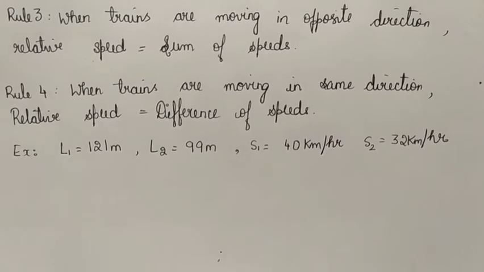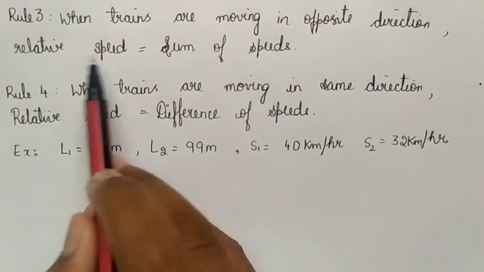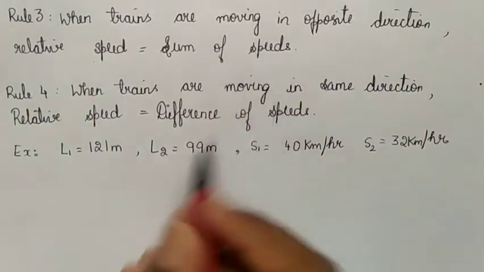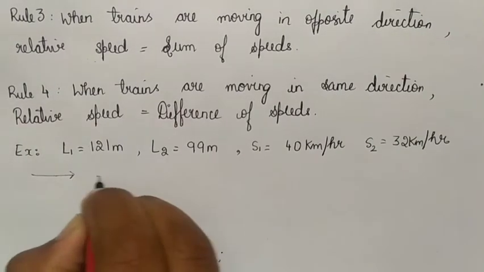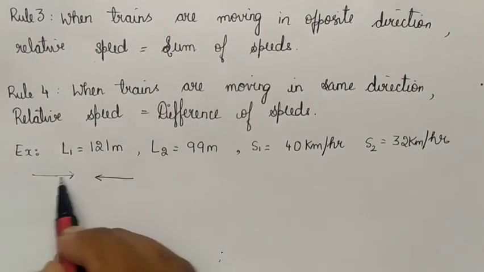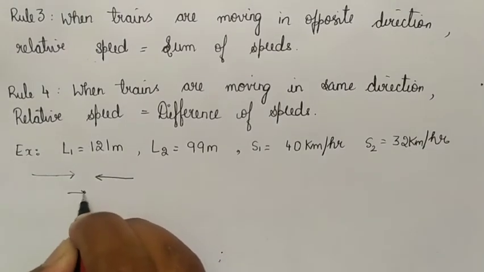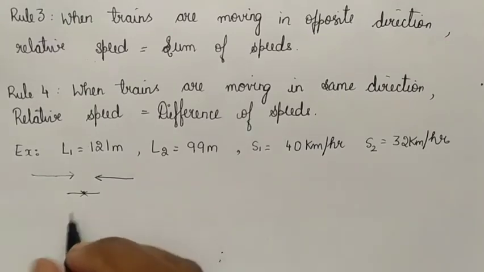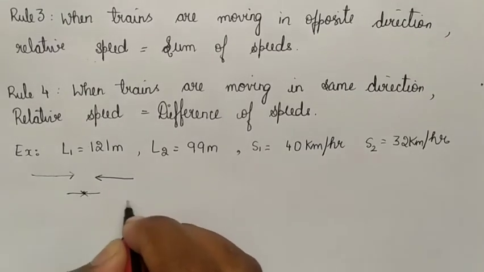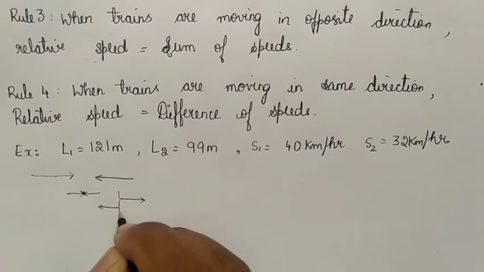On to rule 3. When two trains are moving in opposite directions, their relative speed is the sum of their speeds. What they are trying to say here is, when two trains are moving towards each other, it means they are moving in opposite directions. From the time when they meet each other on different tracks, how much time is required so that they can completely pass each other? There is no gap between them; they have passed completely.